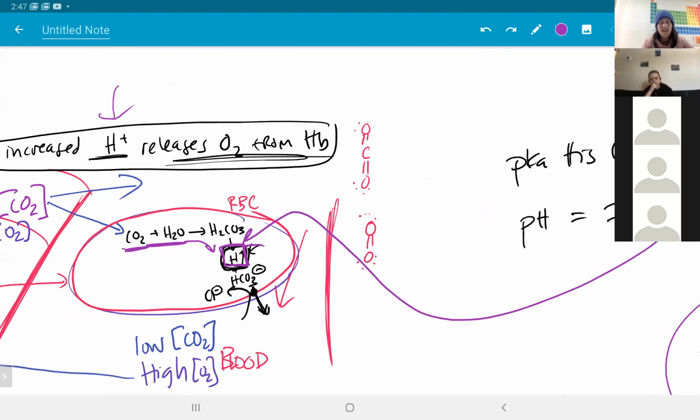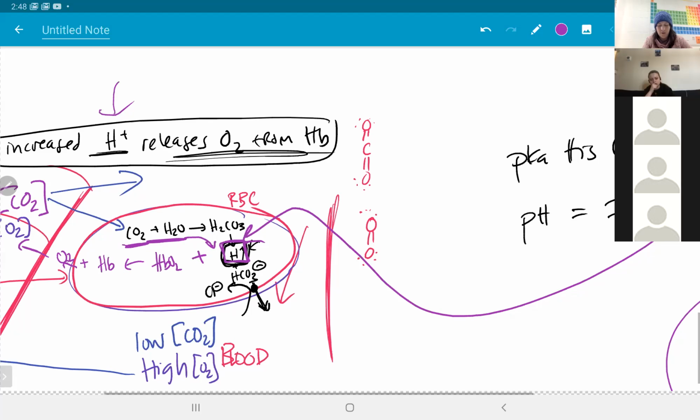So the H plus that's created from the formation of the carbonic acid protonates the histidines, which strengthens an interaction between 2,3-BPG and the hemoglobin, which then allows the hemoglobin to shift into its T state and it kicks off the oxygens. So you end up reacting. How that looks like is HbO2. So you would say H plus plus HbO2 yields Hb plus oxygen molecules.